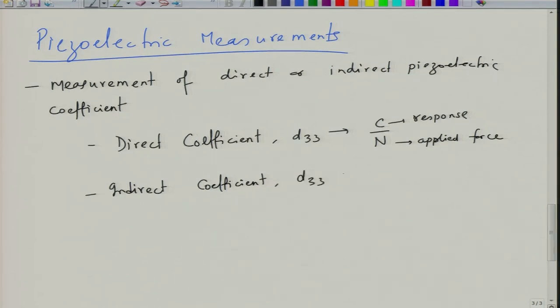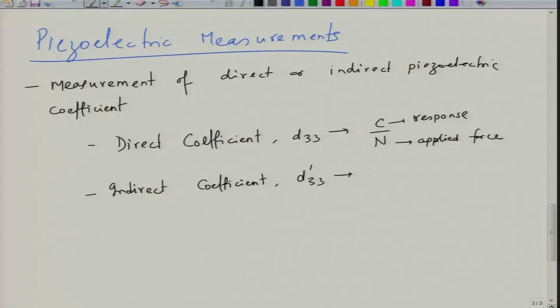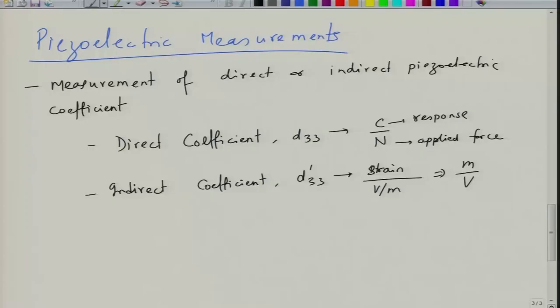And the indirect piezoelectric coefficient, let us say d33 prime, is when you apply an electric field and measure the strain. That is basically strain divided by volt per meter. So basically what you are measuring is meter per volt. How much is the change in length, or change in height, that you observe upon application of a certain voltage. So this is the indirect coefficient, and there are various methods which achieve this.